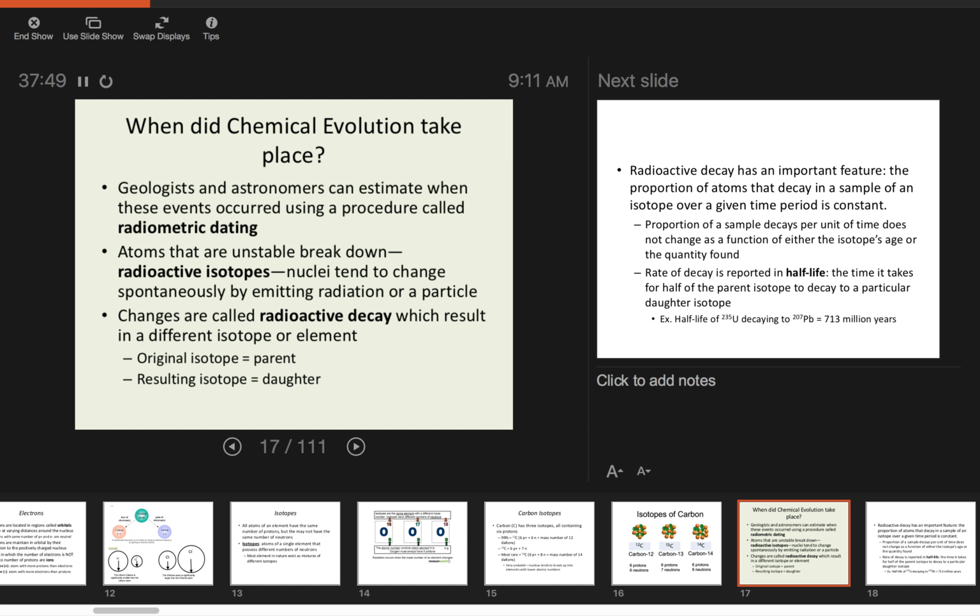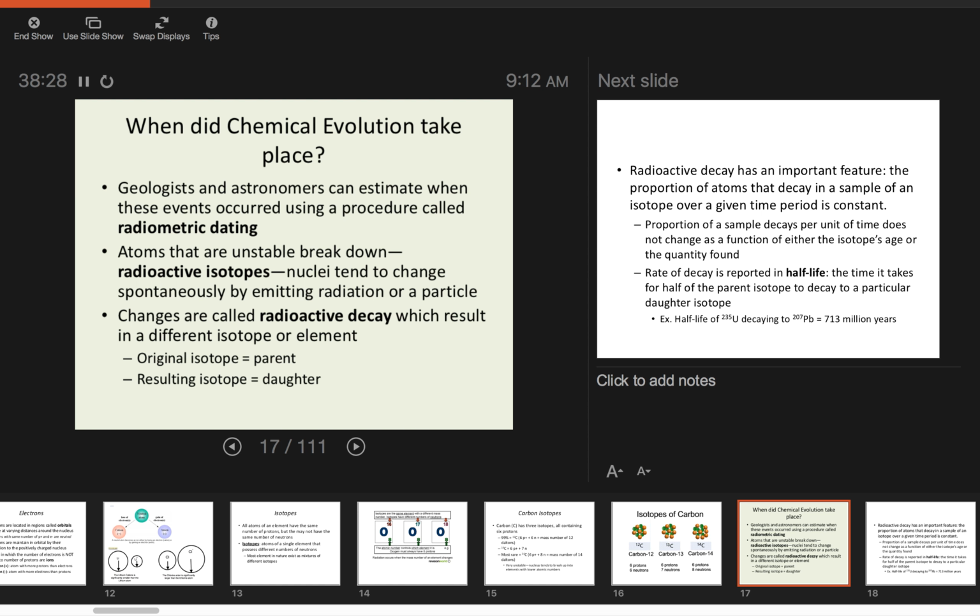Okay, segueing back to our little story of the chemical evolution hypothesis. So geologists and astronomers can estimate when all those events happened, like how Earth formed, or how long ago it formed, using a procedure called radiometric dating, because atoms that are unstable tend to break down into something more stable, and as a result, they may emit radiation or a particle. So we call these radioactive isotopes. A lot of times they are blue on my periodic table. That means they're radioactive. So you may know that uranium will break down into something more stable. It will literally change into a different element.